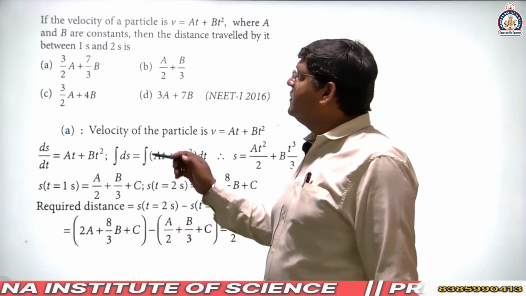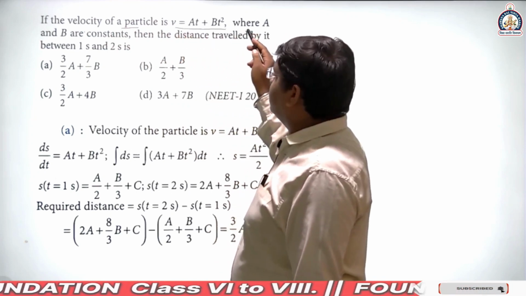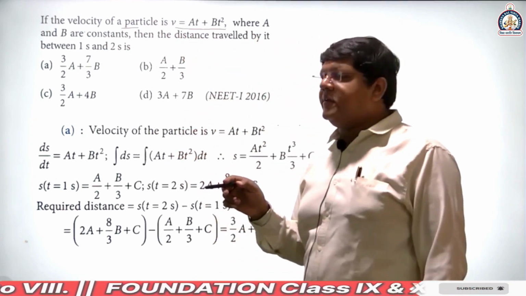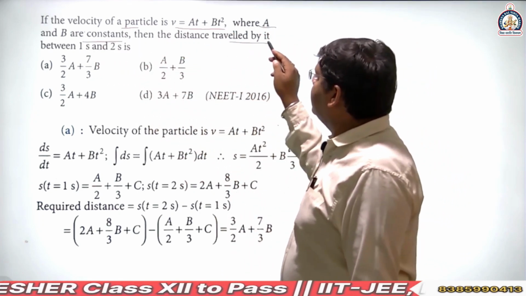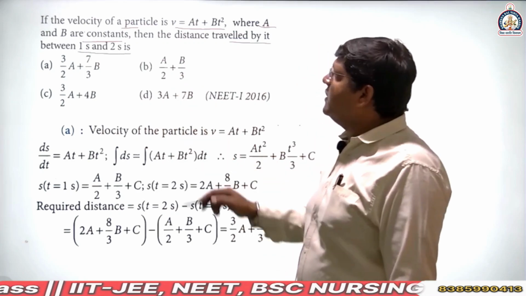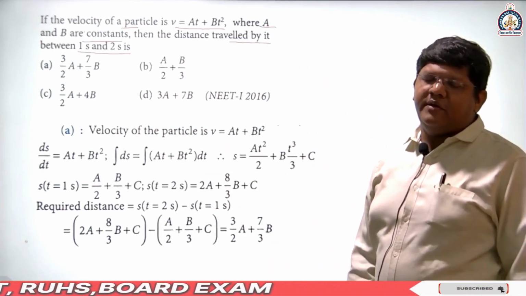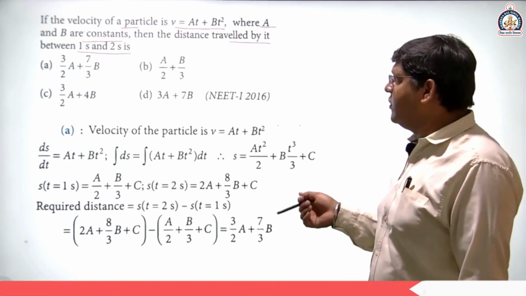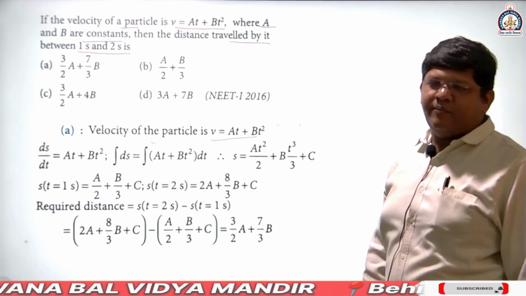The next question says if the velocity of a particle v is equal to at plus bt square, where small t is time in seconds and a and b are constants, then we have to calculate the distance traveled between 1 second and 2 second. So according to the question, the velocity is given as at plus bt square.